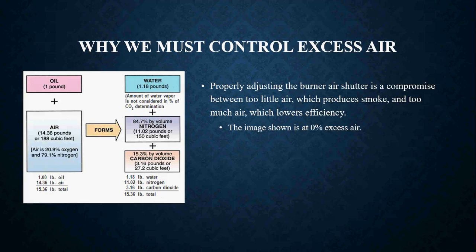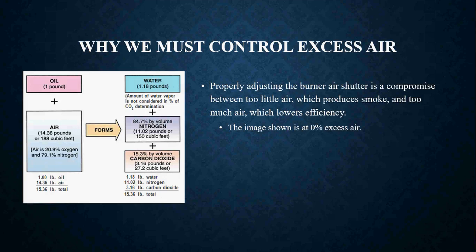Okay, why do we control excess air? Well, we have to adjust it. We have to be able to make sure that we are creating good combustion. Okay, properly adjusting the burner air shutters is a compromise between too little air, which produces smoke, and too much air, which is going to lower the efficiency. Okay, so what we see here in this image, this is based off of 0% excess air. There's nothing else coming in to help this burn.